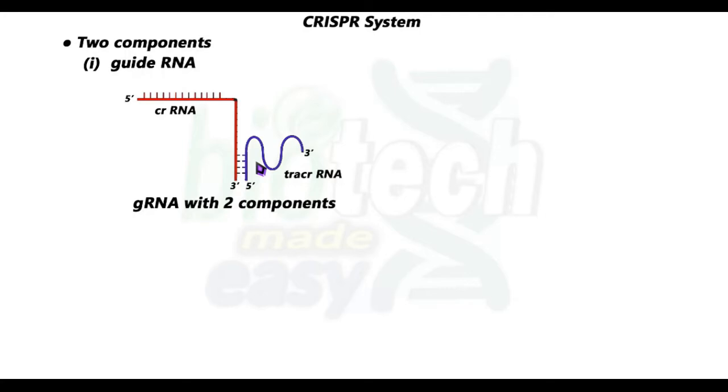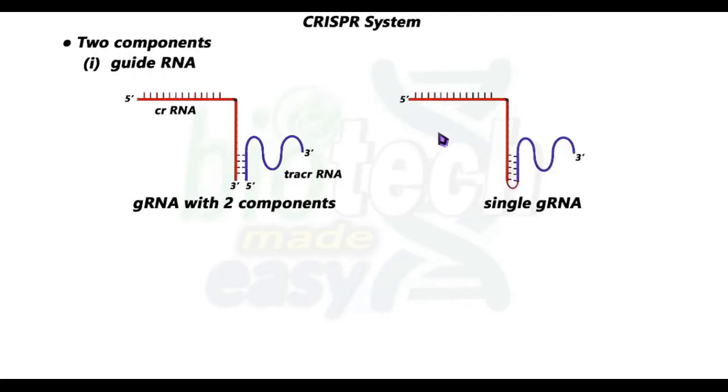Or alternatively, there can be single gRNA. gRNA means guide RNA. So one 5' end, one 3' end, and here you see those two sequences, those two RNAs, they have been included in single RNA. So this kind of single gRNA can also be formed. Actually, this is more common.